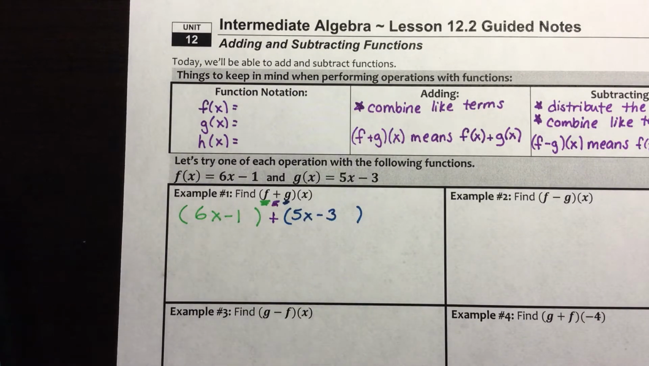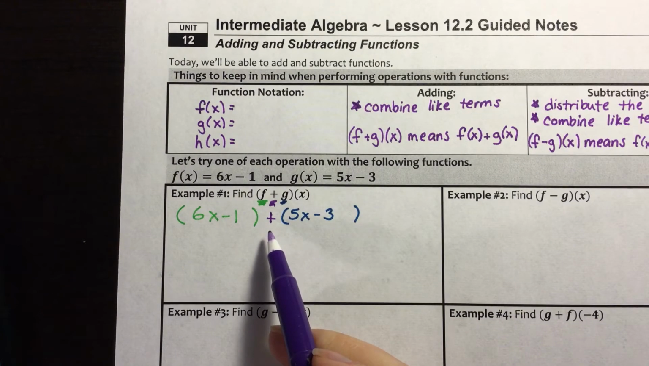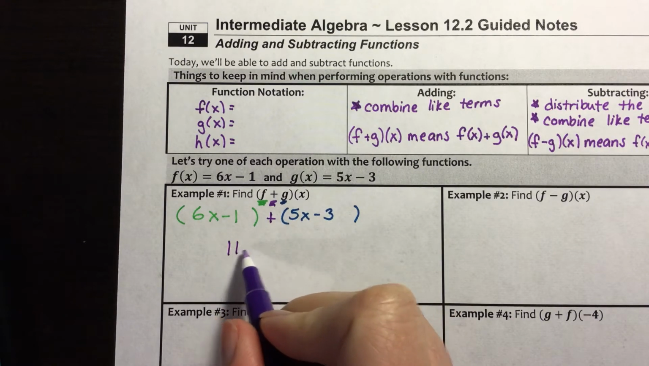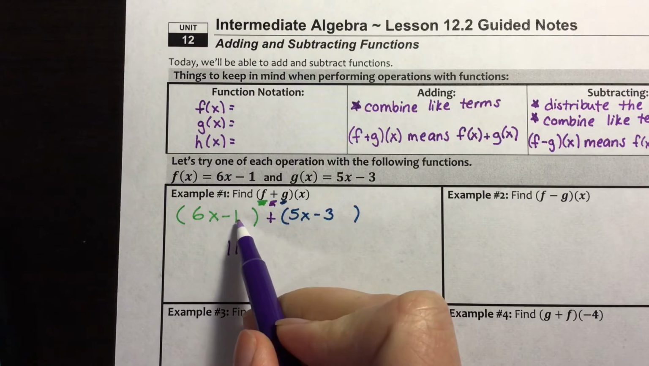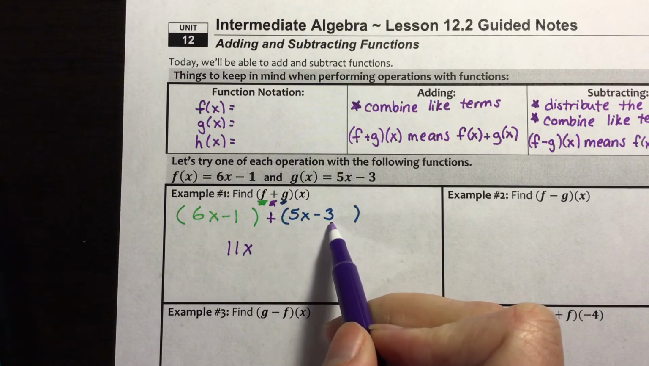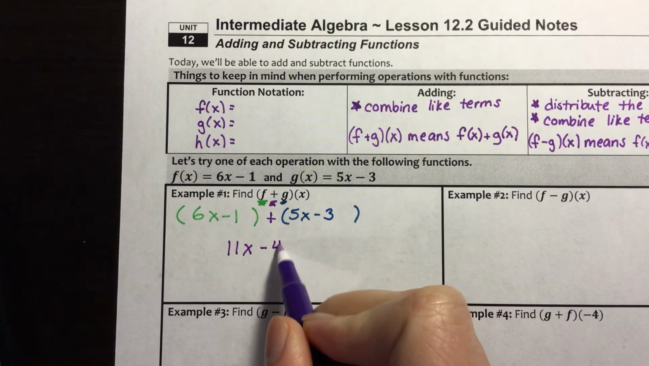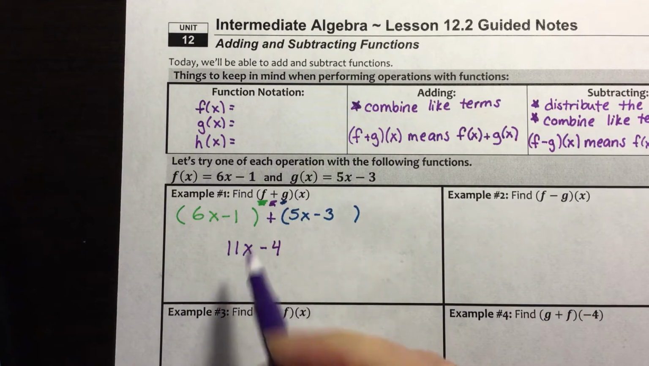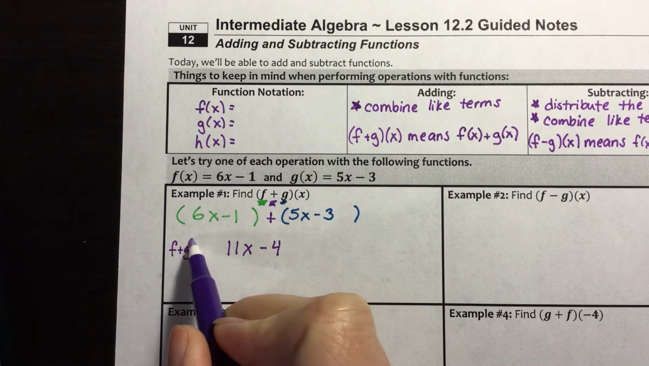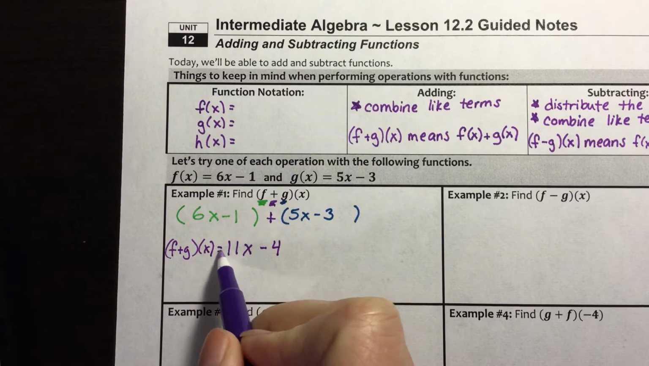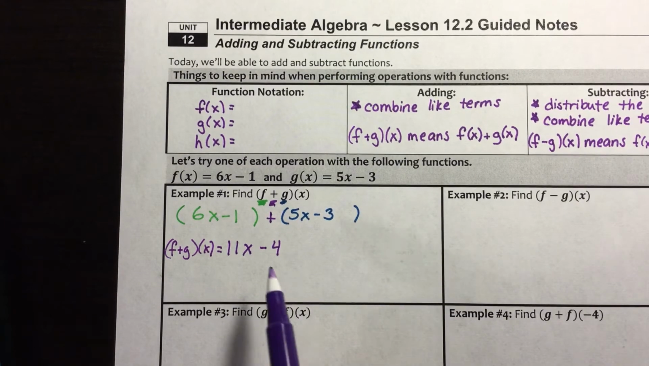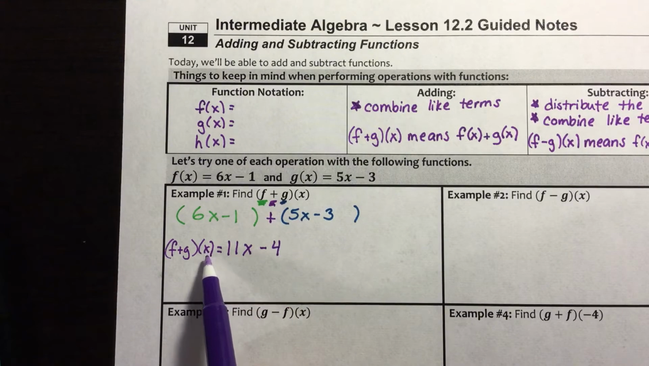All right, since this is adding, we are just combining like terms, like way back in chapter 7. Okay, 6x plus 5x is 11x. And negative 1 plus negative 3 is negative 4. Okay, so f plus g of x is 11x minus 4.